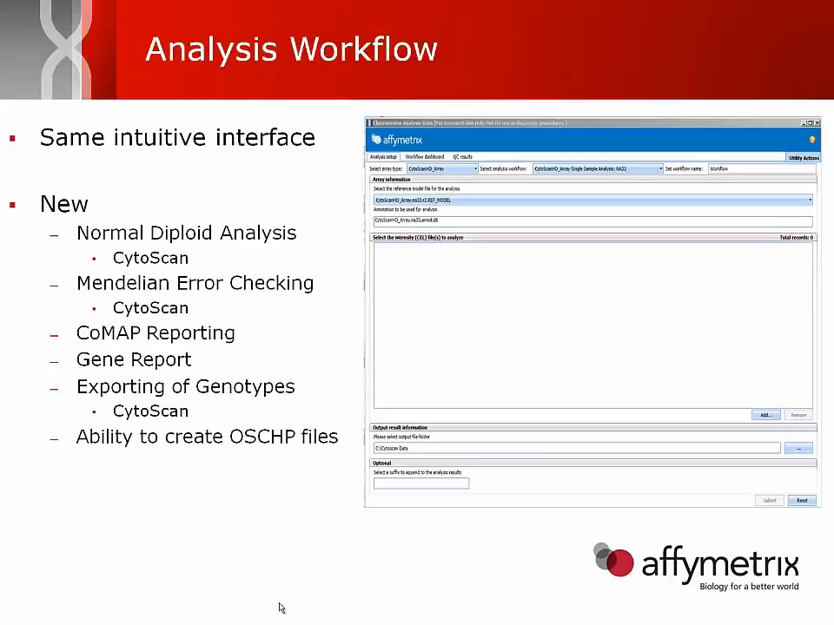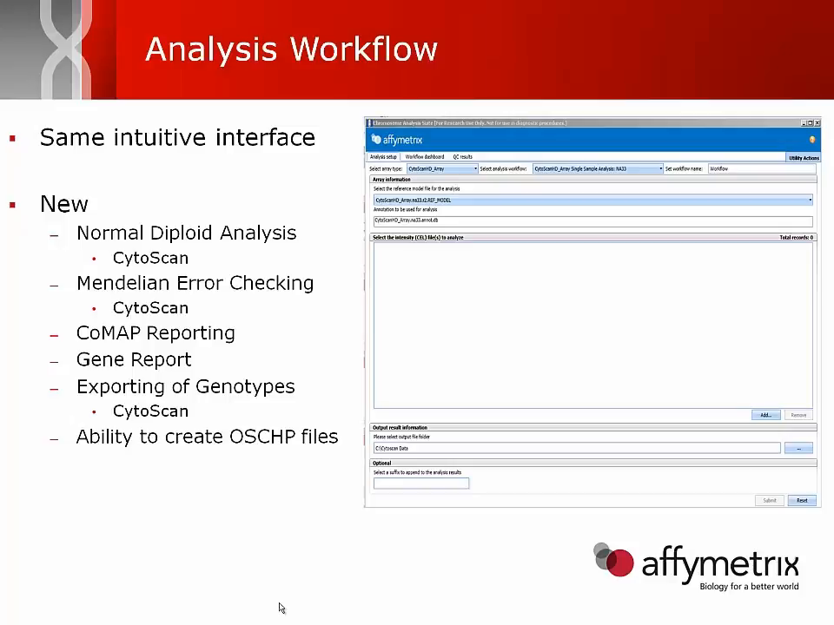So ChAS is comprised of sort of two modules. Right? We have the browser where we look at data and we make calls and interpretations, and then preceding that we have the analysis workflow. And this is where we take our cell files and create chip files. So we're going to start here at the analysis workflow and talk about the new features available here.